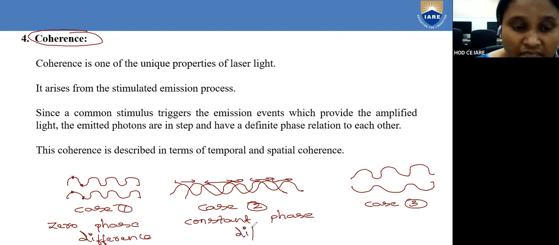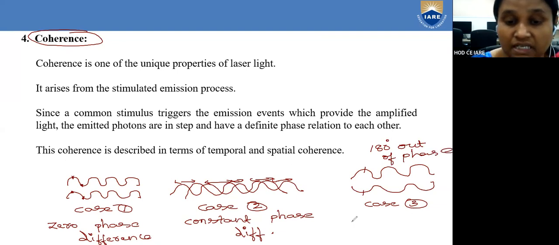Coming to the third case, this is the crest of one wave and this is the trough of another wave. So the crest of one wave is falling on the trough of another wave. The positions are completely 180 degrees out of phase. So in this case, we say that they are out of phase. They are not in-phase waves, because their positions are complementary, completely opposite.